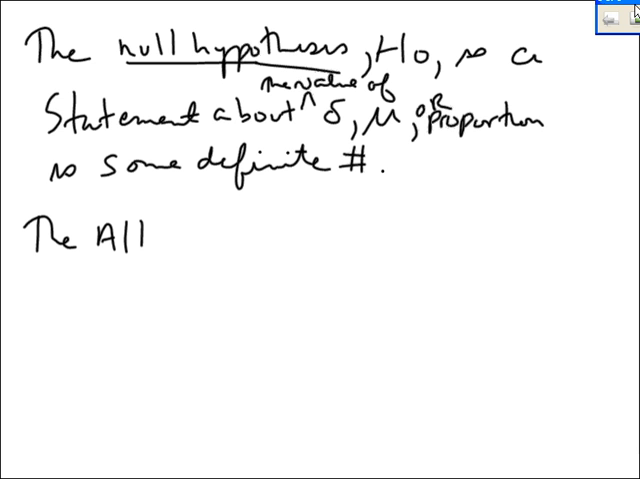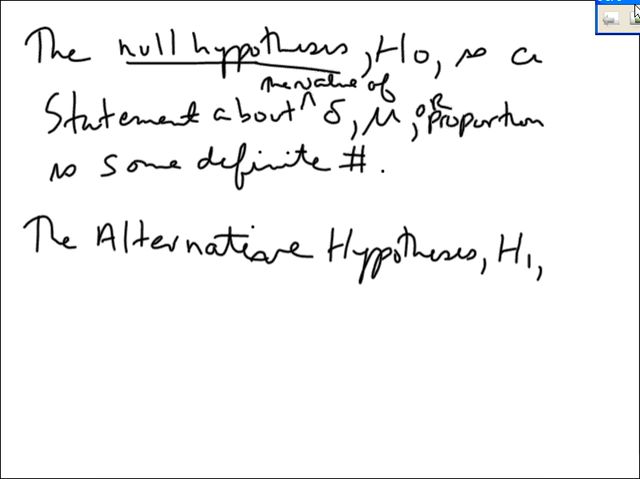The alternative hypothesis, denoted by H1 or HA. The alternative hypothesis is something other than, well, it's a statement about sigma or mu or p, but it isn't the same as the null hypothesis.